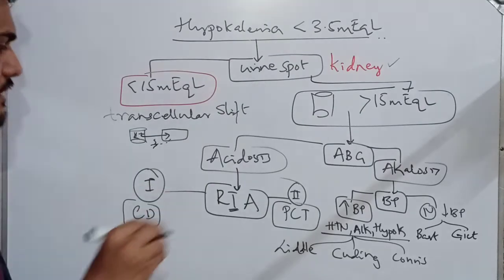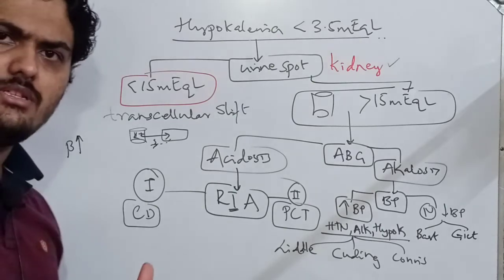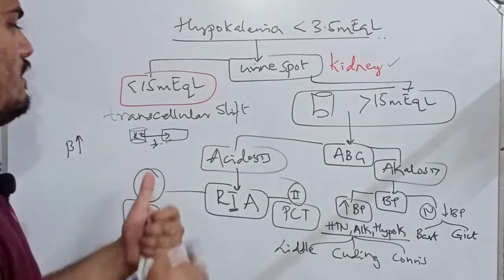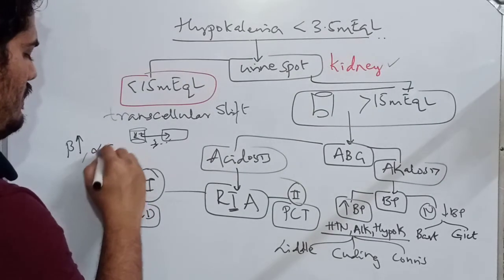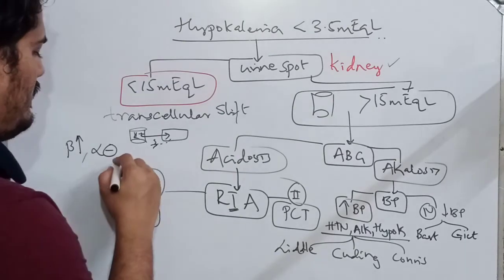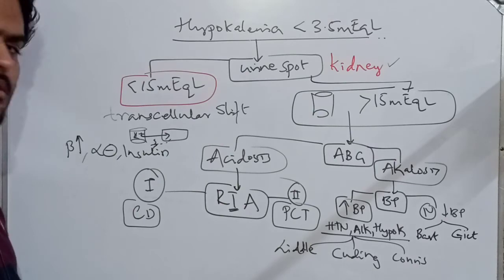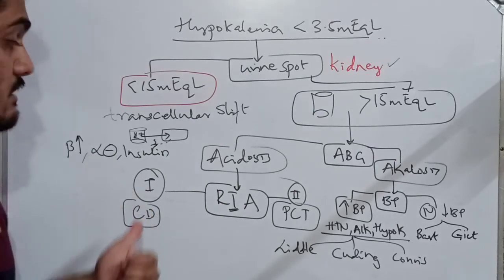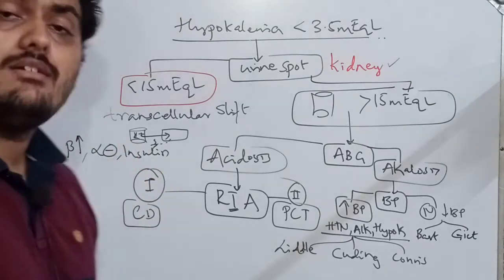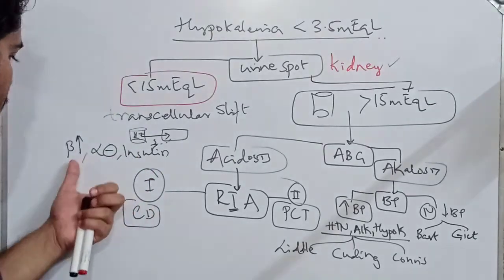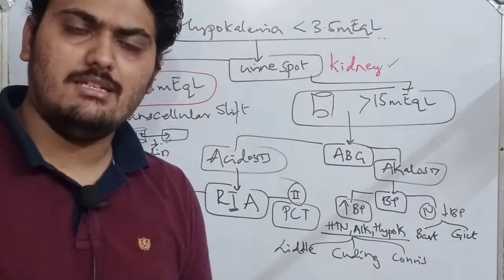So here the important clinical conditions to know are beta agonists. Beta agonist drugs such as salbutamol cause transcellular shift of potassium leading to hypokalemia. And next one is alpha antagonist. So the important examples are salbutamol, alpha antagonist, and insulin. So these are very important examples of causes showing hypokalemia in blood levels, which will cause transcellular shifting. So how to assess all these things and how to differentially diagnose these three things, we'll understand in the next video. Thank you.